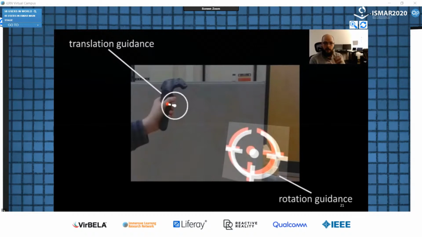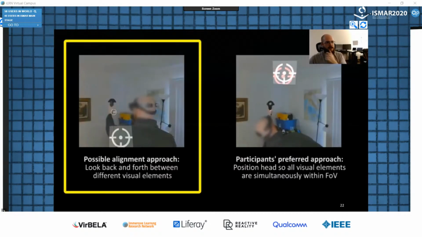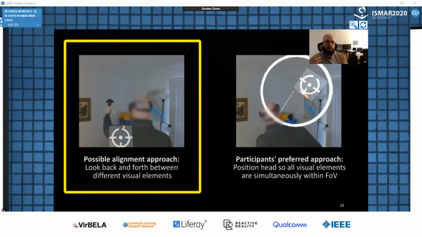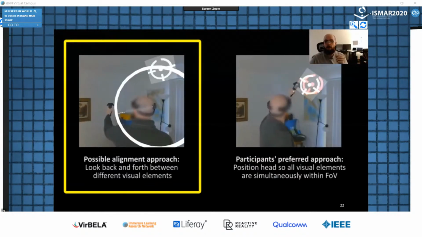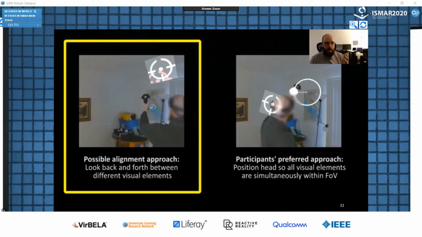With some of the interfaces that we tested, the translation guidance and the rotation guidance were separated from each other. This ended up revealing something pretty interesting. Now, we knew from prior work that users would inherently decouple this alignment task into a translation task and a rotation task, but typically will switch back and forth of adjusting the translation, then adjusting the rotation, back and forth, back and forth. So we initially expected that the user would look back and forth between the translation guidance and the rotation guidance, rotating the head.